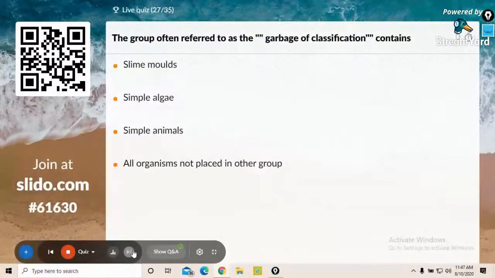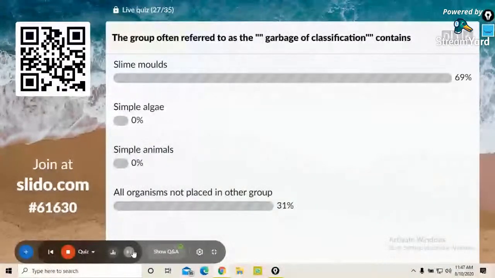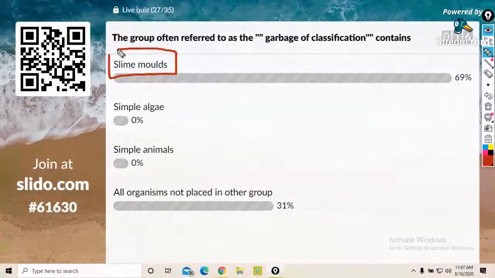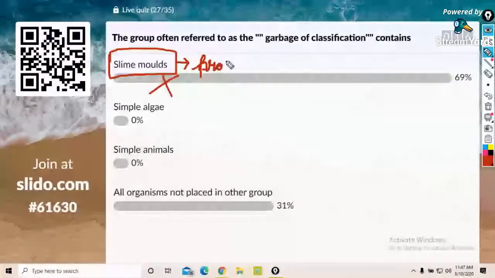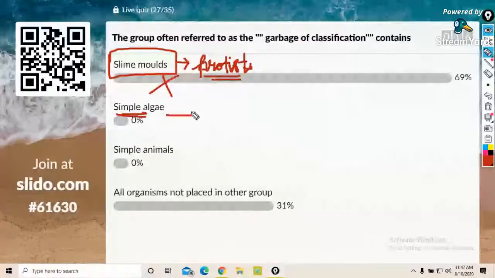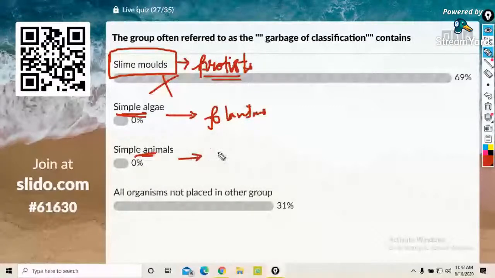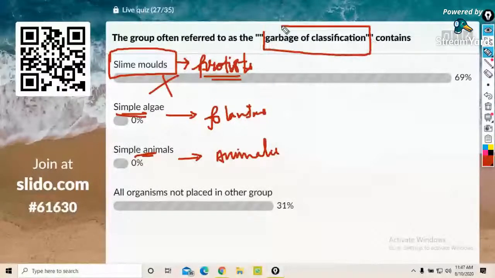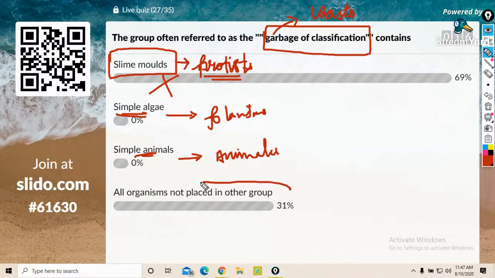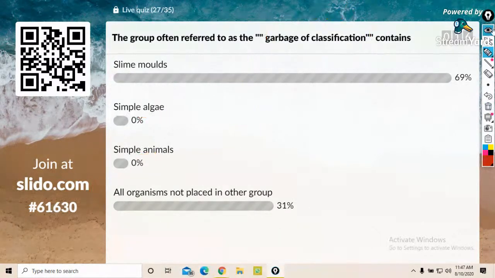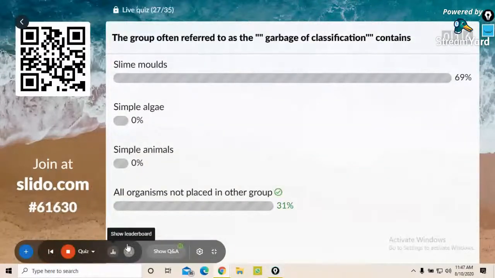Yes, let me see. Oh, slime moulds. It is never ever slime moulds. Slime moulds come under kingdom protista. Simple algae come under kingdom plantae. Animals come under kingdom animalia. Guys, what do you mean by garbage? Garbage means the waste. So those organisms which are not placed in any other group come under the waste materials. All organisms not placed under any other group is referred to as garbage.